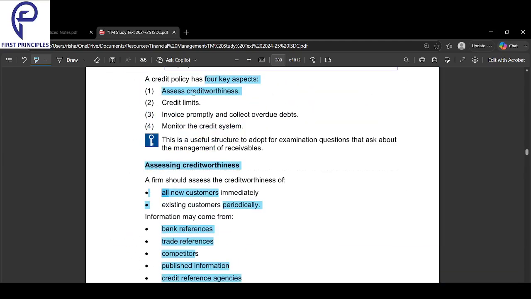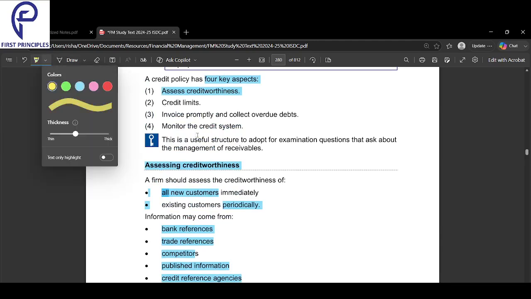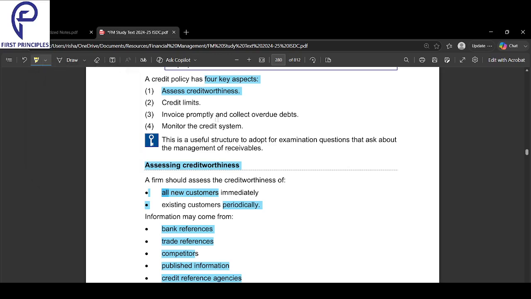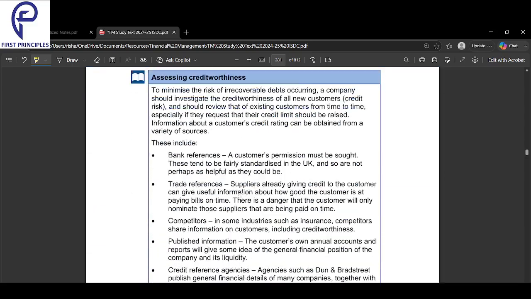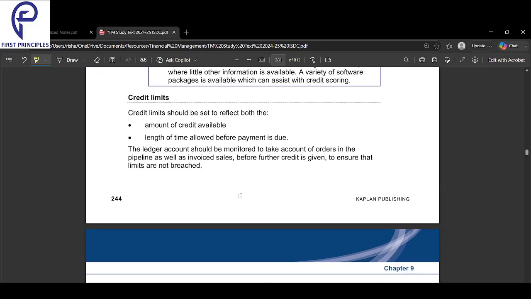Second thing in the credit policy is credit limits. How much to give to anybody? Credit limit sets the maximum amount each customer can get. What is the maximum amount each customer can get? That is called credit limit.